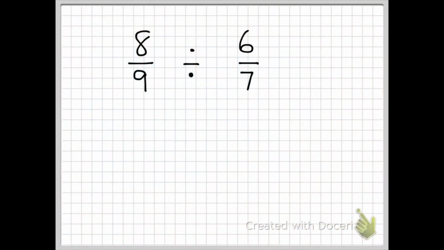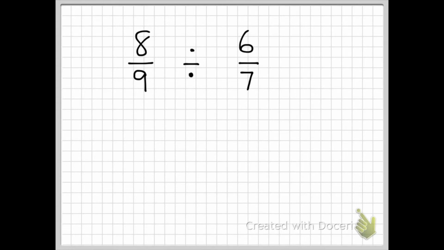All right, let's take a look at our first problem here. So we have 8/9 divided by 6/7. And if you heard what I said in the introduction, division and multiplication almost go hand in hand. You're just doing one extra step here. We're actually going to try and convert this division problem to a multiplication problem. It's the way it works out.